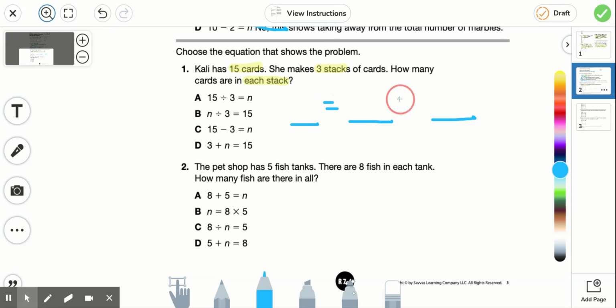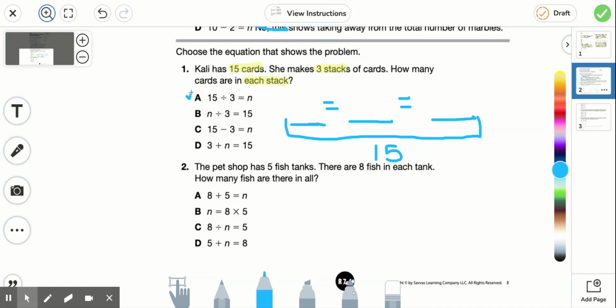So each of these stacks is going to be the same as the other for a total of 15. Which equation matches it? 15 divided by 3 is a number. Well, let's see. I do have 15 cards. I'm dividing them into 1, 2, 3 stacks. So it could be A.